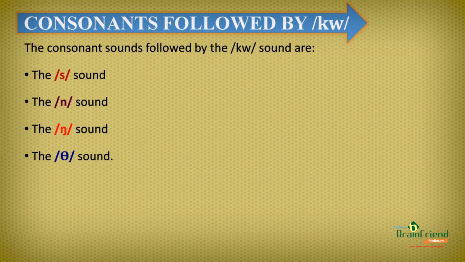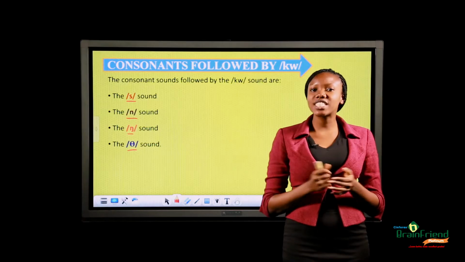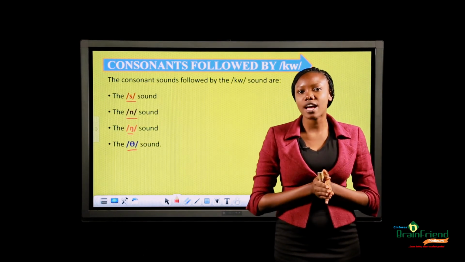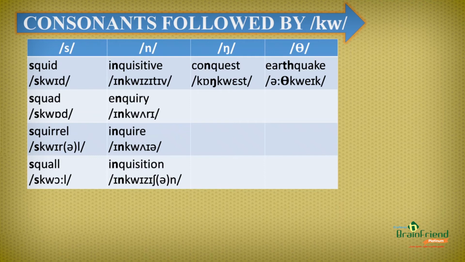Consonant sounds followed by the kw sound are the S sound, the N sound, the ng sound, and the th sound. Now, let's take a look at these sounds one after the other. First, we'll start with the S sound. We have words like squid, squad, squirrel, and squall. Next, we have the N sound in words like inquisitive, enquiry, inquire, and inquisition.